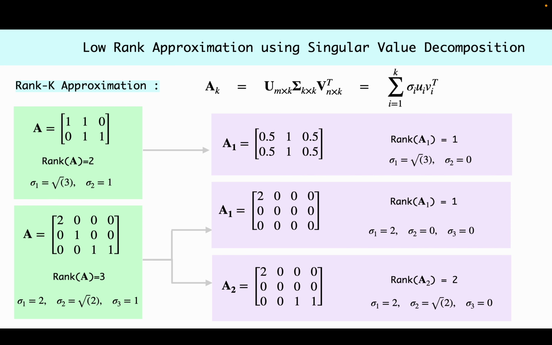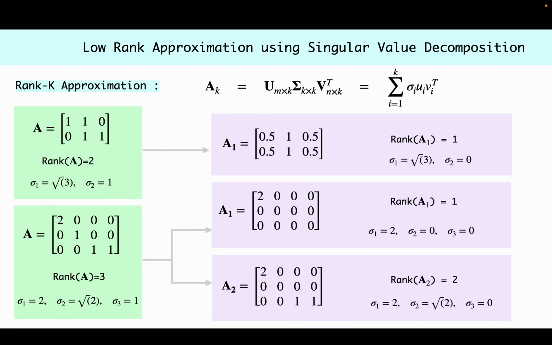Best rank 2 approximation of a matrix can be obtained by retaining the 2 largest singular values, which is sigma 1 equal to 2 and sigma 2 equal to root 2. As you can see here, A2 is the best rank 2 approximation of the matrix A. So in this way we can obtain the kth rank approximation of any matrix of any dimension by using SVD.